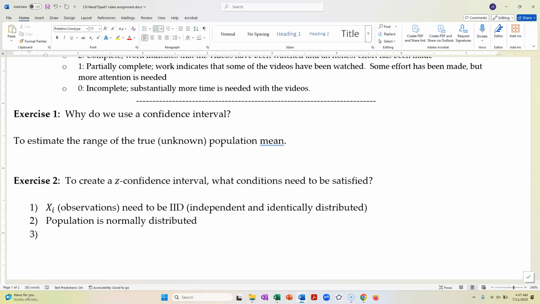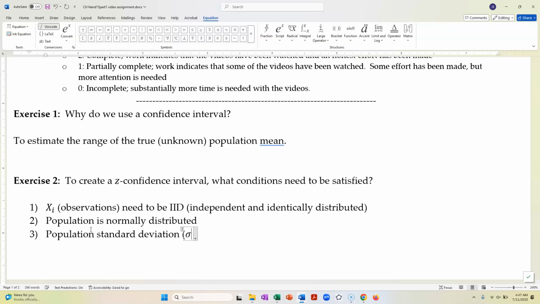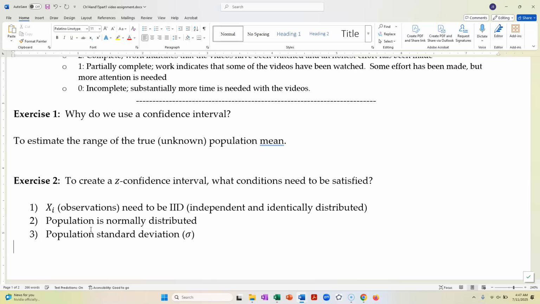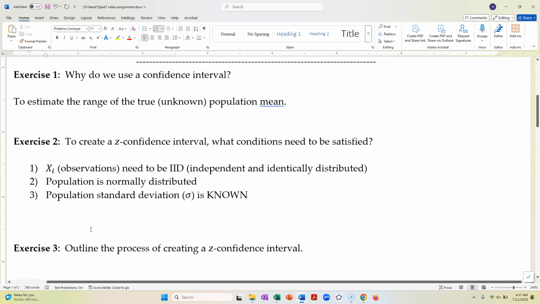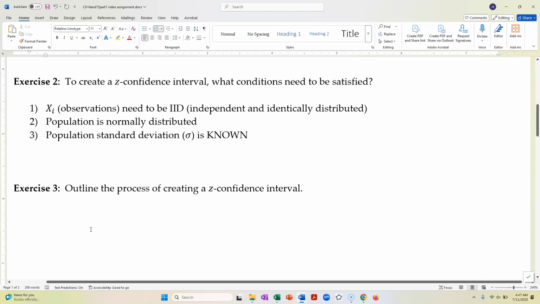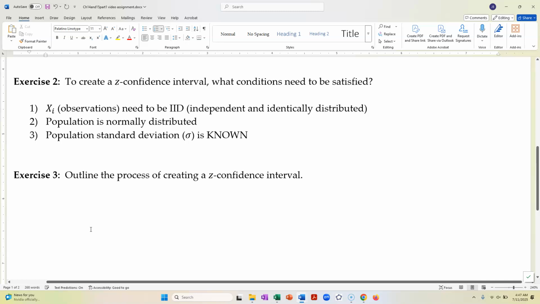And the third thing is that the population standard deviation, which we use as sigma, is known. Okay, next week we will change that condition to unknown, and then we can do a different type of test. Okay, so we need those conditions. Always need to check those conditions before we do any calculations. Don't do calculations willy-nilly from here on out.